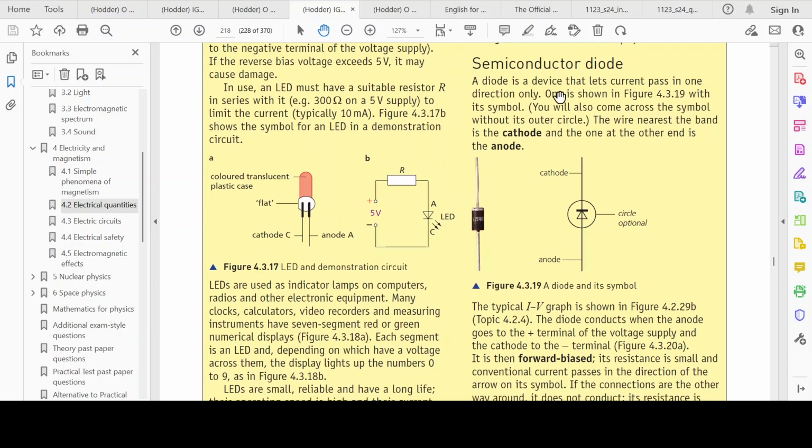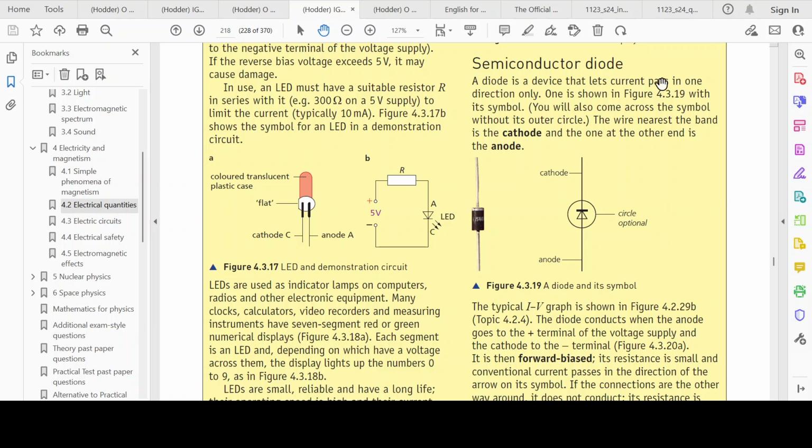Finally, we have a semiconductor diode. So a diode is a device that lets current pass in one direction only, right? And so the symbol for a diode is again a triangle with a thicker line perpendicular to the tip. An LED has a thin line and these two arrows as well, pointing away from it diagonally, and the diode has this thick line and a circle around it. So these are symbols that you need to know.